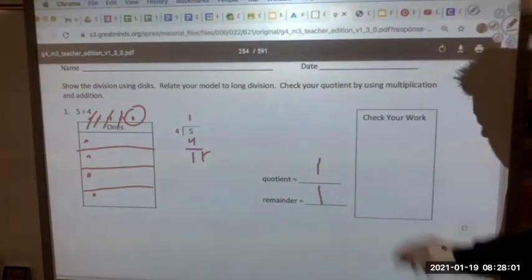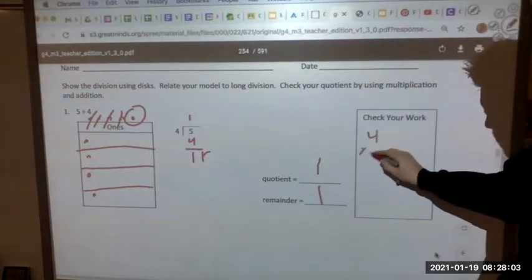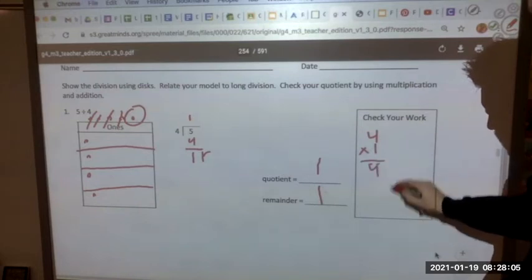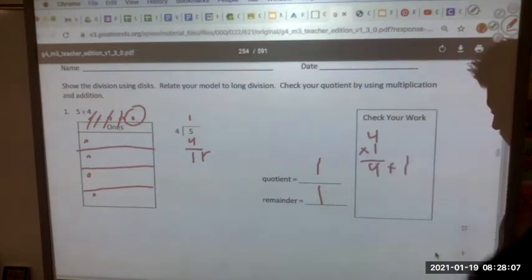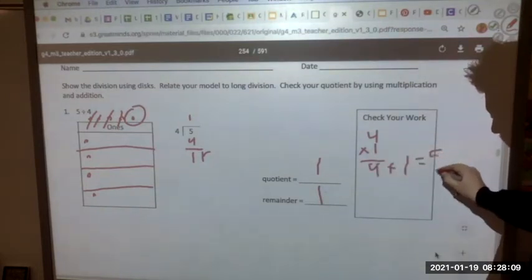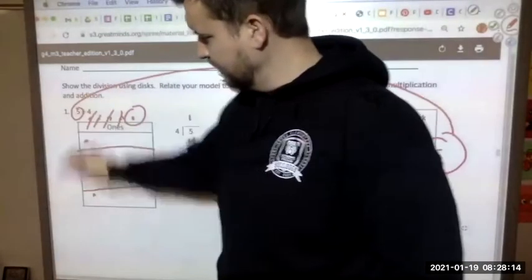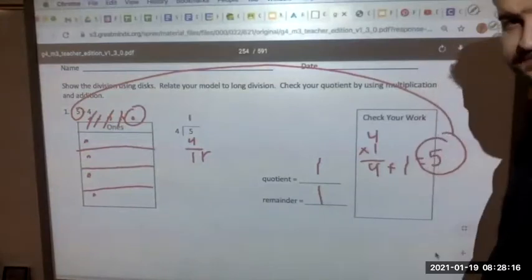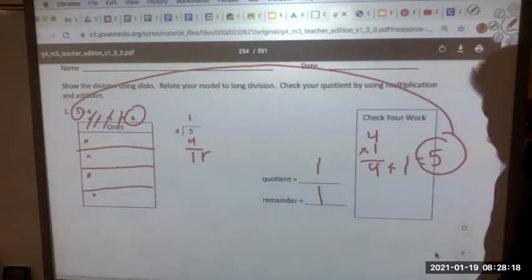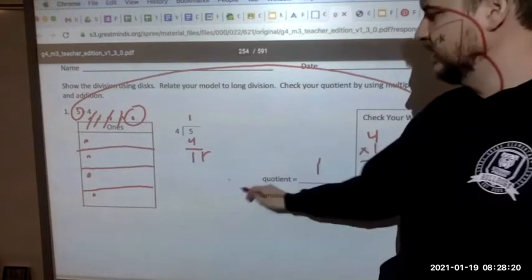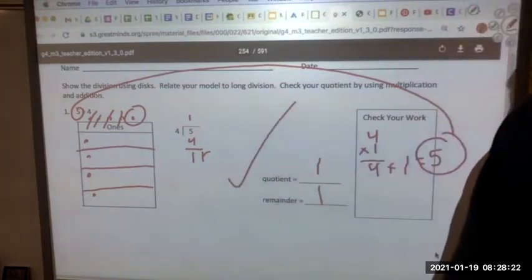I'm going to check my work. 4 times 1 equals 4, plus the remainder of 1 equals 5, which is the same as my dividend at the beginning. So if you got that, give yourself a big old check. Hopefully you put that into your assessments.